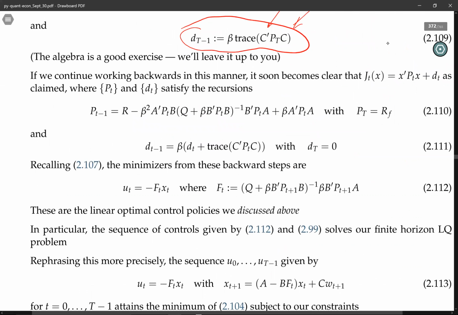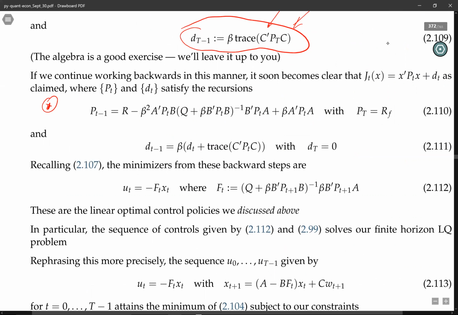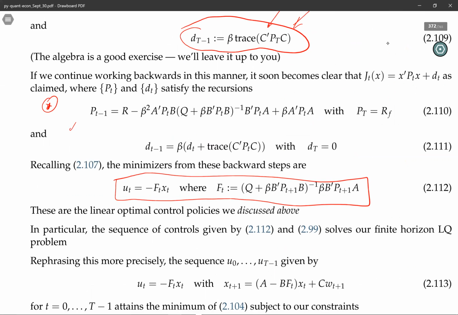Okay, so here's what we have. To compute the P's, we just iterate backwards on this equation. That's called the Riccati equation. It's as easy as pie to do. And then once you know the P's, you pre-compute the P's. Once you know the P's, you can get all the decision rules from right here. Those are linear optimal controls. And that's it.